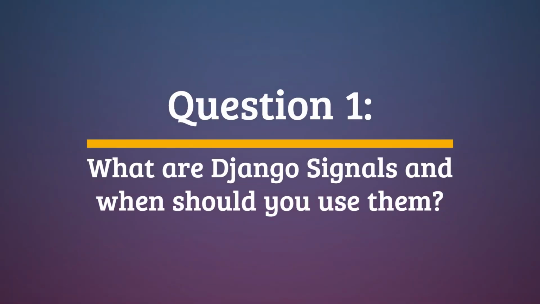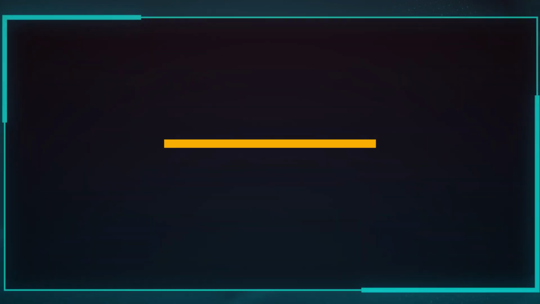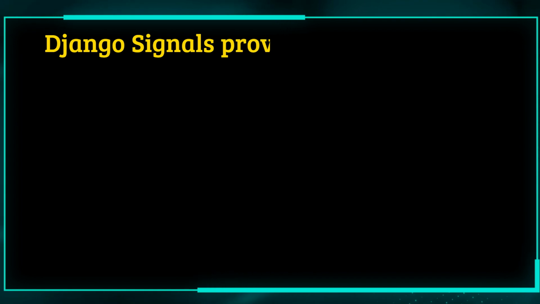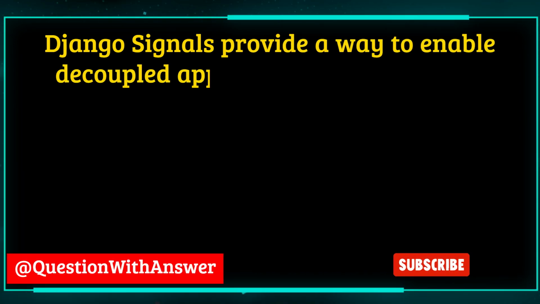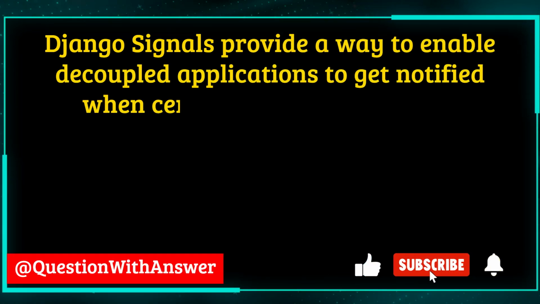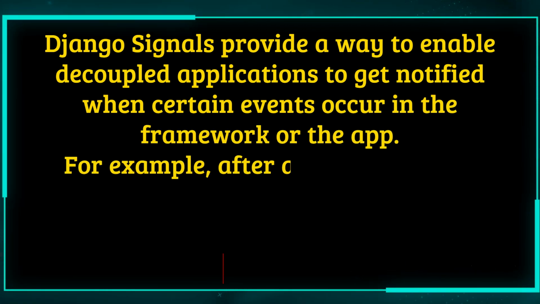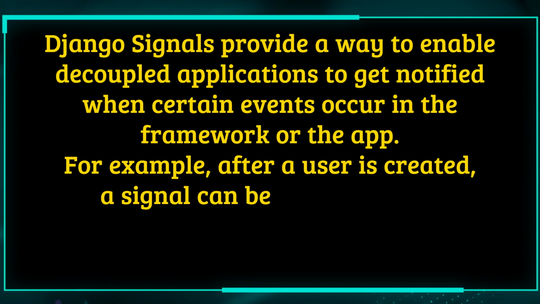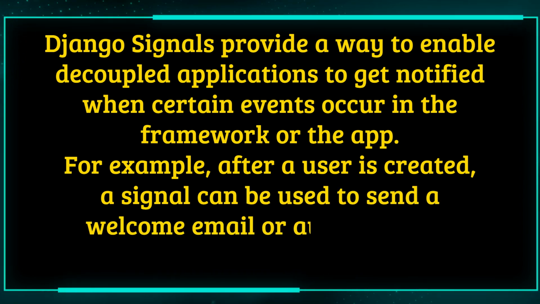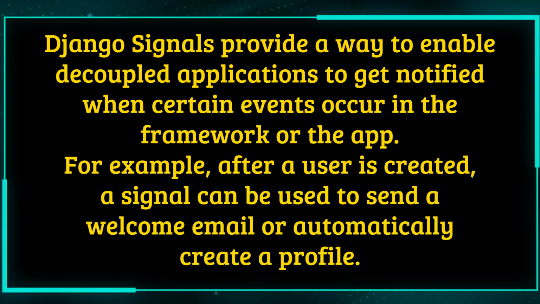Question 1. What are Django signals and when should you use them? Answer. Django signals provide a way to enable decoupled applications to get notified when certain events occur in the framework or the app. For example, after a user is created, a signal can be used to send a welcome email or automatically create a profile.